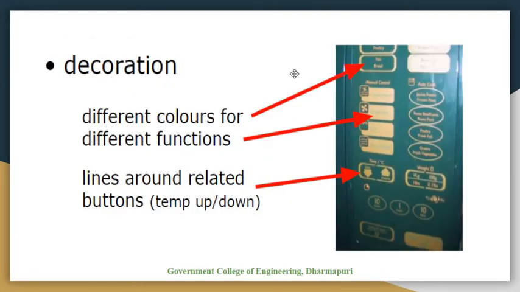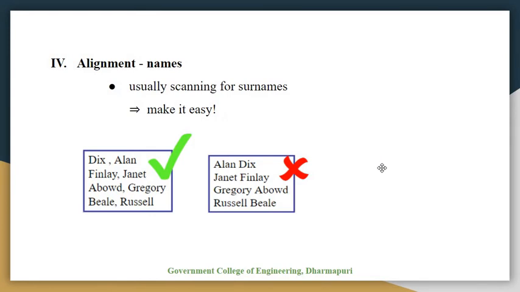Suppose we consider another example. Here we have kept different colors for different functions, like blue or green, and yellow here, so that anyone can easily identify which option to select. Lines around related buttons are used too. Suppose we want to increase or decrease the temperature, there we have kept proper symbols, a down symbol for down and an up symbol for up. The next one is alignment.